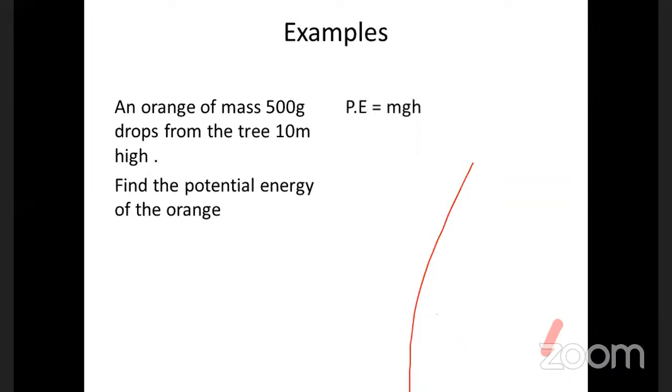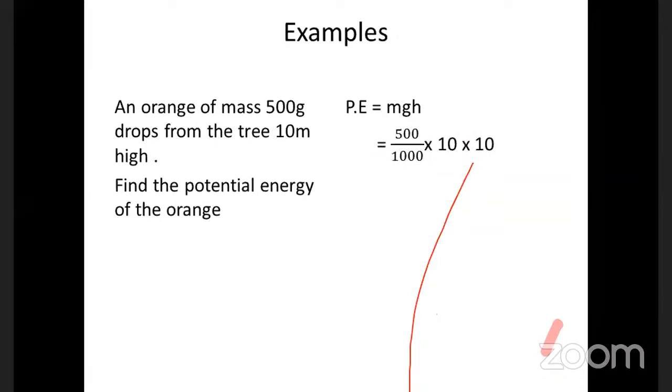We know potential energy is given by that formula. Potential energy is given by mgh, where m is the mass, g is the acceleration due to gravity, and h is the height to which this object has been raised, or to which the object was released or was allowed to fall. So the mass of the body is 500 grams. So we shall change it to what?